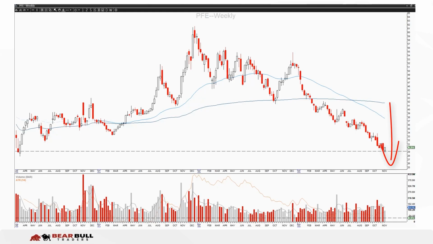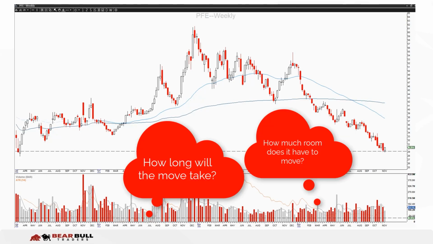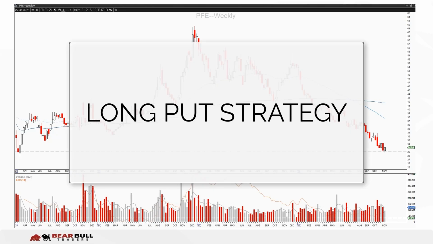Keep these factors in mind as you decide how long the move will take and how much room the position has for it to move, which will help you to choose the right strike price and an appropriate expiration date. And that is the long put strategy, a simple yet effective way to short the market using options.